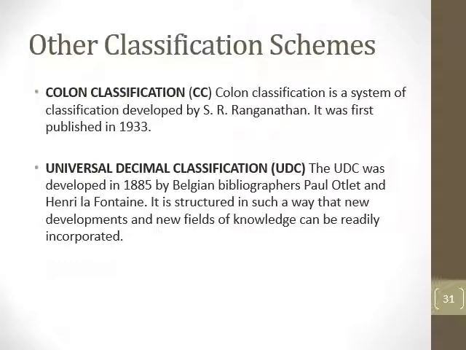Other classification schemes that are specific in nature include the Colon classification scheme, a system of classification developed by Shiyali Ramamrita Ranganathan. It was first published in 1933. Then we have the Universal Decimal Classification scheme. The UDC was developed in 1885 by the Belgian bibliographers Paul Otlet and Henri La Fontaine. It is structured in such a way that new developments and new fields of knowledge can be readily incorporated.